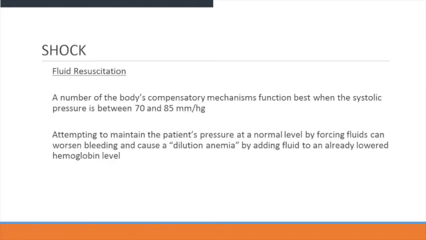All right, so the body's compensatory mechanisms function best when the systolic pressure is between 70 to 85 millimeters of mercury. So you want to make sure your systolic blood pressure is between 70 to 85 at a bare minimum. Attempting to maintain a patient's pressure at a normal level by forcing fluid can worsen the bleed and cause a dilutional anemia by adding fluids to an already lowered hemoglobin level.